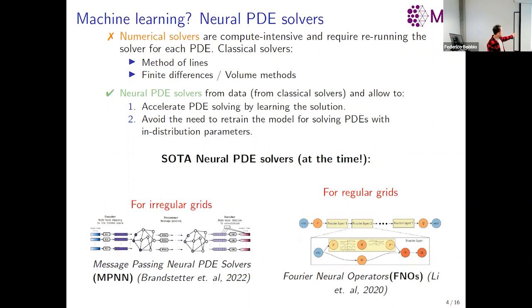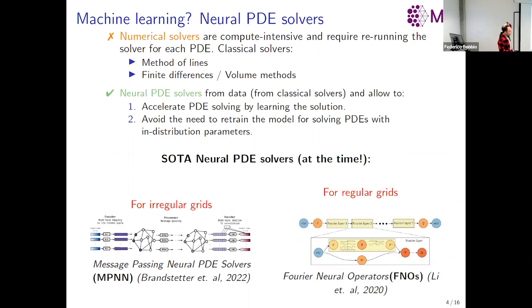There's a method called message passing neural PDE solvers that use graph networks heavily and a few tricks that I won't go into detail about. And for regular grids, there is something called neural operators, created to try to estimate the solution of a PDE directly from the initial condition. So you learn the operator that maps the initial condition to the solution of the PDE. And it's very efficient.